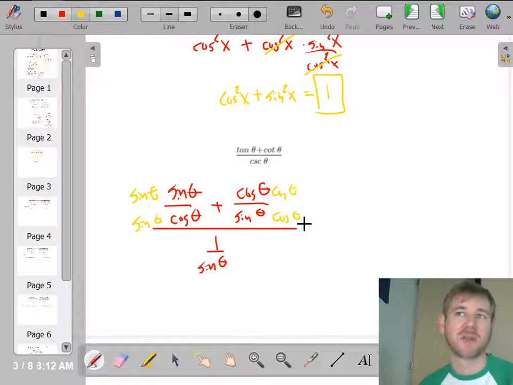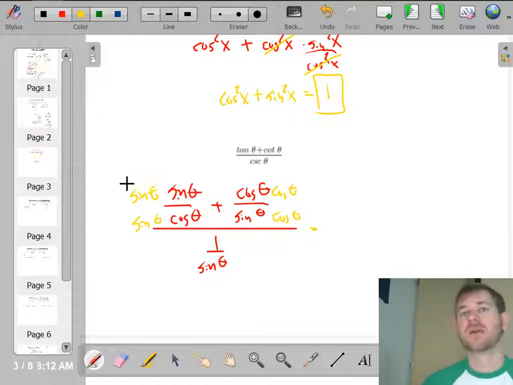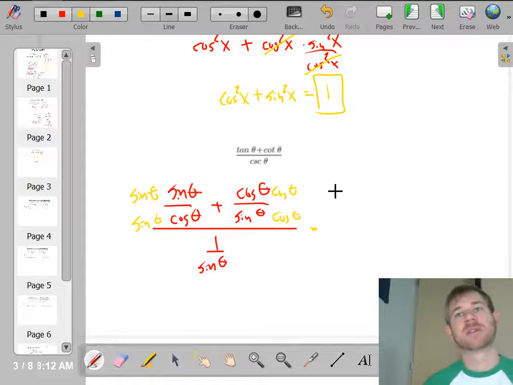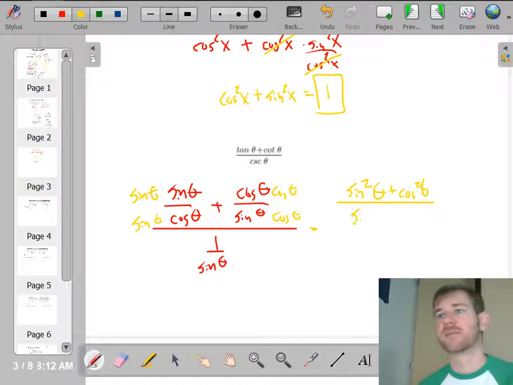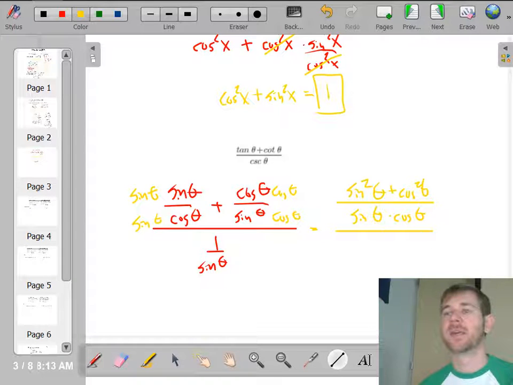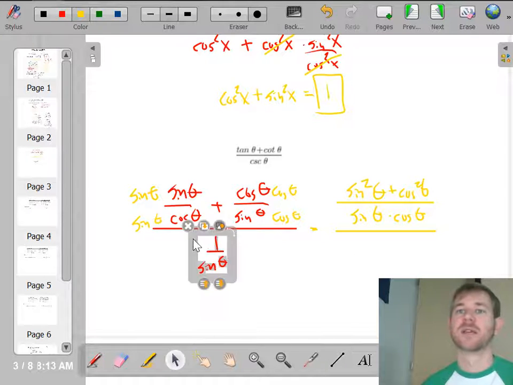This is kind of just back. We've done this a bunch of different ways. Rational functions. Sine squared plus cosine squared, that's a thing, over sine of theta times cosine of theta. That's in the top. In the bottom, I still have 1 over sine theta.